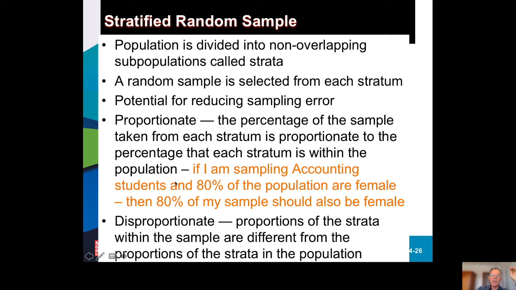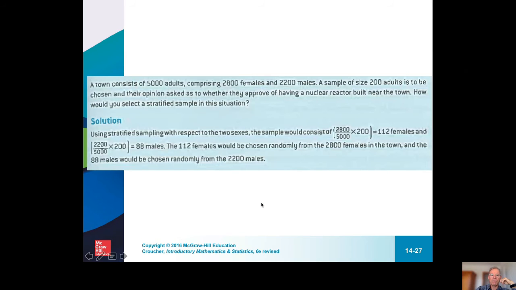So if I'm sampling accounting students and 80% of the population are female, I want 80% of my sample to be female as well, so it's representative of the rest of the population. A way to calculate that: there's my population, 5,000 adults, 2,800 females, 2,200 males. And I'm taking a sample of 200 adults.